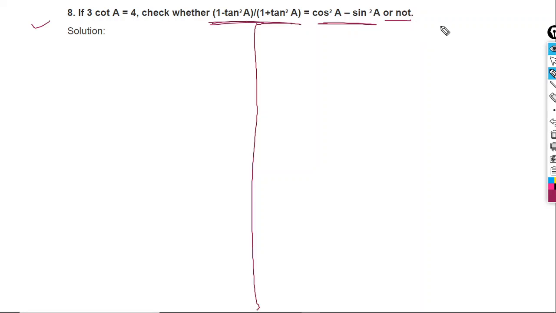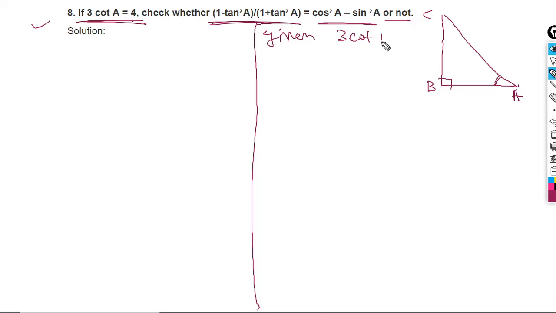First we'll draw a right angle triangle, triangle CBA. So ABC is a right angle triangle at B, and this is your angle A. Now it is given that 3 cot A equals 4. We will write given: 3 cot A equals 4, which implies you can write cot A is equal to 4 by 3.